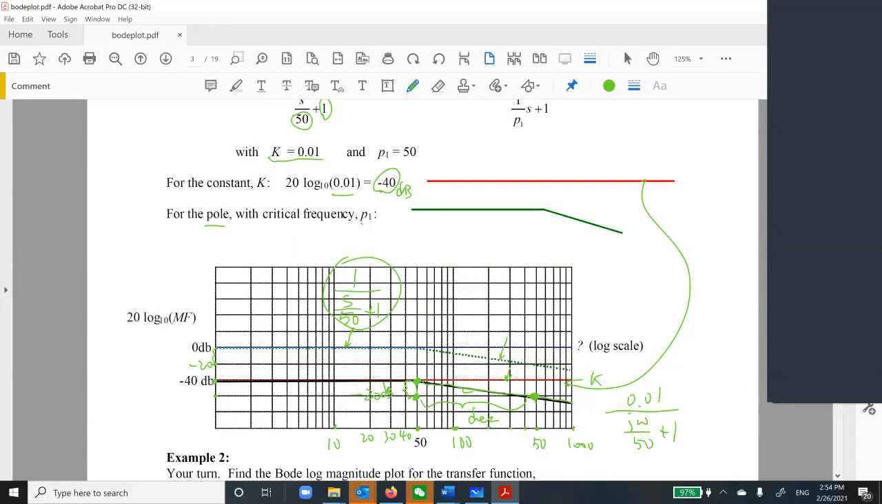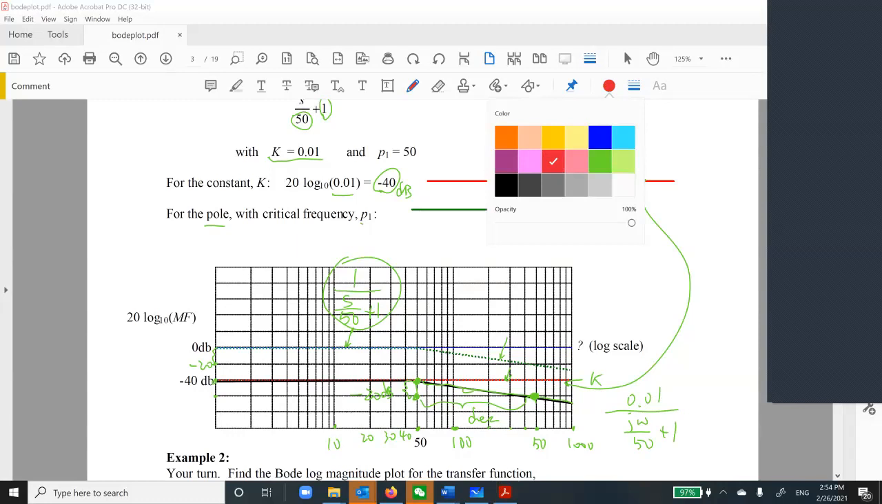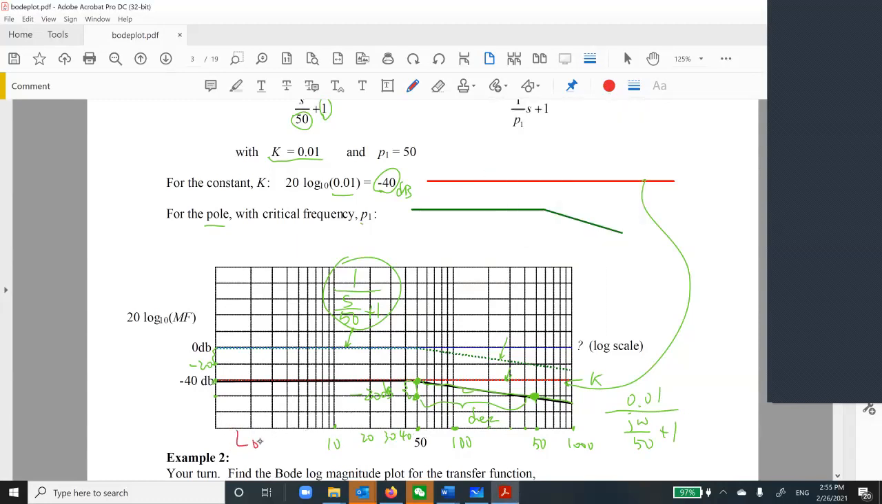So why do we call this a low pass filter? Because when the frequency is low, here, it will pass, okay? When the frequency is very high, in here, it will get attenuated, much smaller than the initial one. You get it? So this is a simple low pass filter, okay?